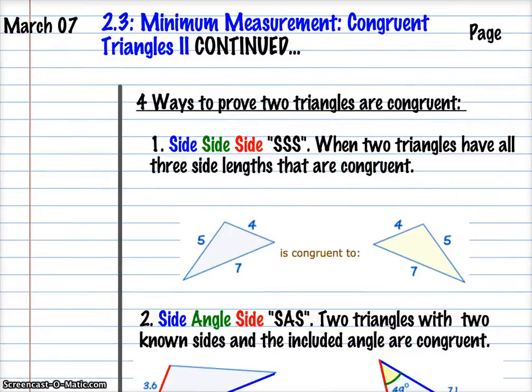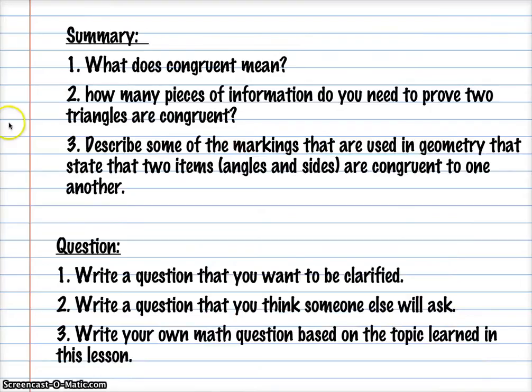The second part is to summarize. So at the end or on the next page, your next available space, you can write a summary. You can write a summary however you'd like to, but if you don't know what to write, here are some guiding questions. What does congruent mean? How many pieces of information do you need to prove that two triangles are congruent? Is 1 enough? Is 2 enough? Is 4 enough? Is 3 enough? Do you have to have everything exactly the same? Or what is the minimum amount?